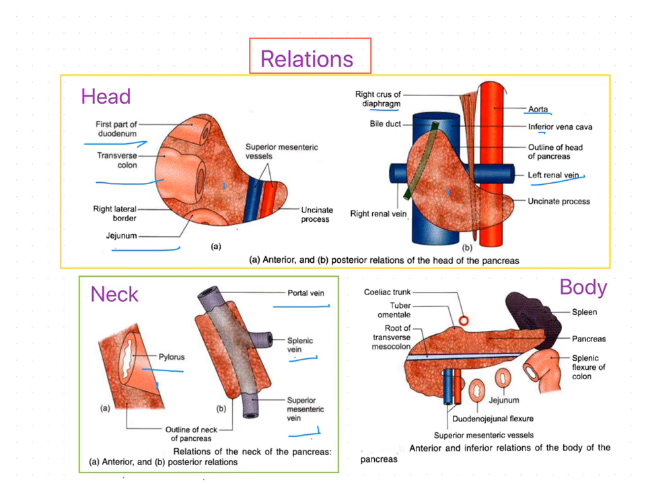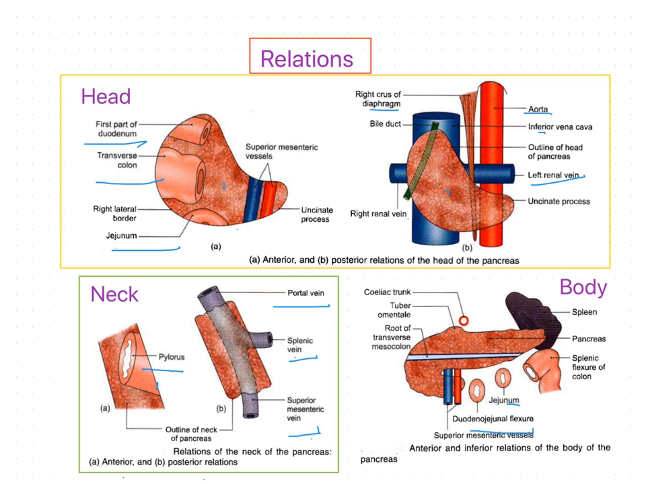It is related to the duodenojejunal flexure, jejunum, and also left colic flexure. And the root of the transverse mesocolon is also related to the anterior and inferior relations of the body.